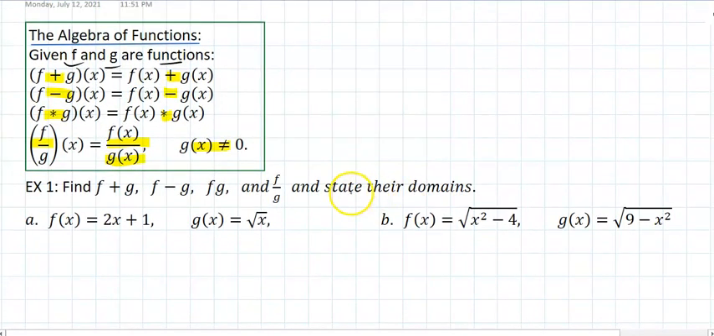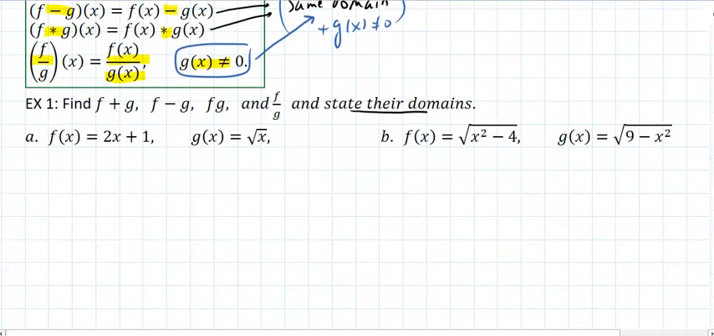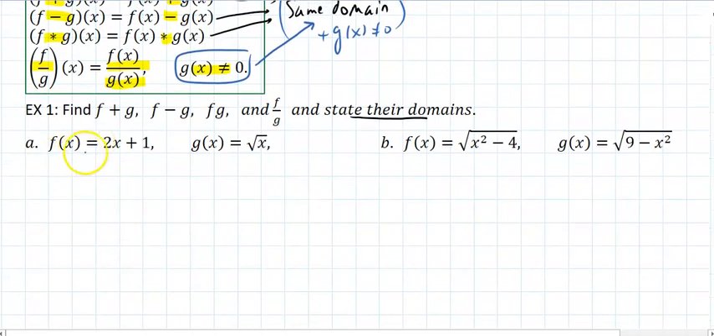But if I'm talking about a domain, it turns out those three have the same domain. The only difference is that division will be the same with the exception of the denominator not equaling 0. So let's play with that, see how that goes. Example A: find f plus g, f minus g, f times g, and f divided by g.